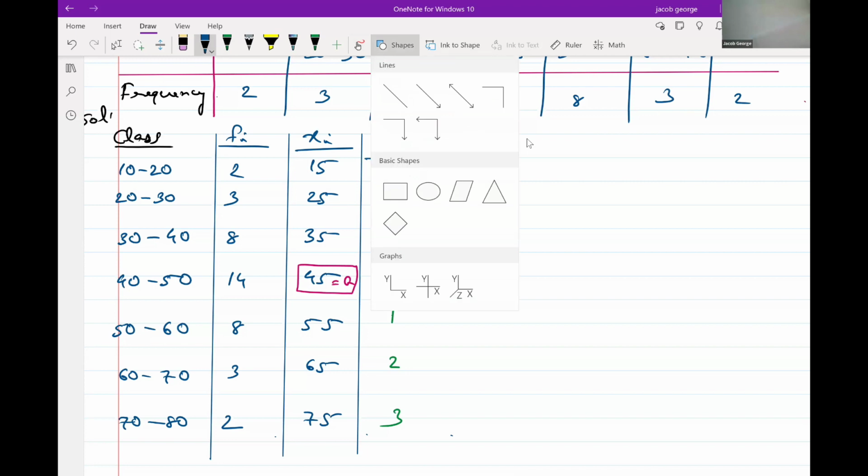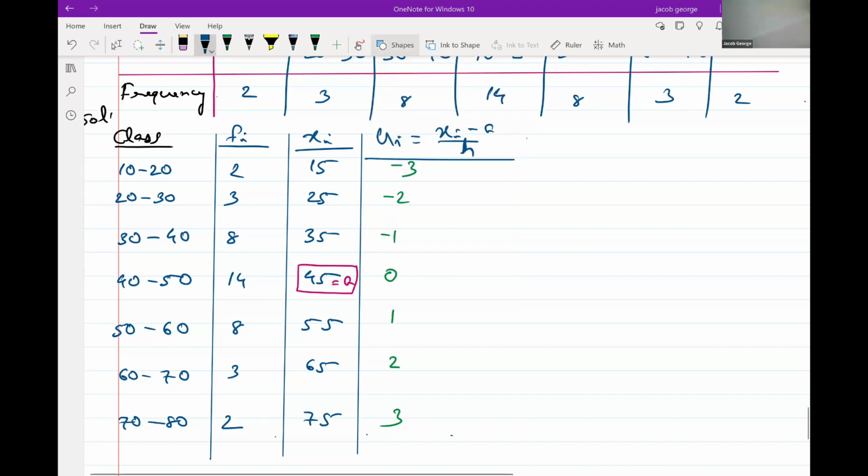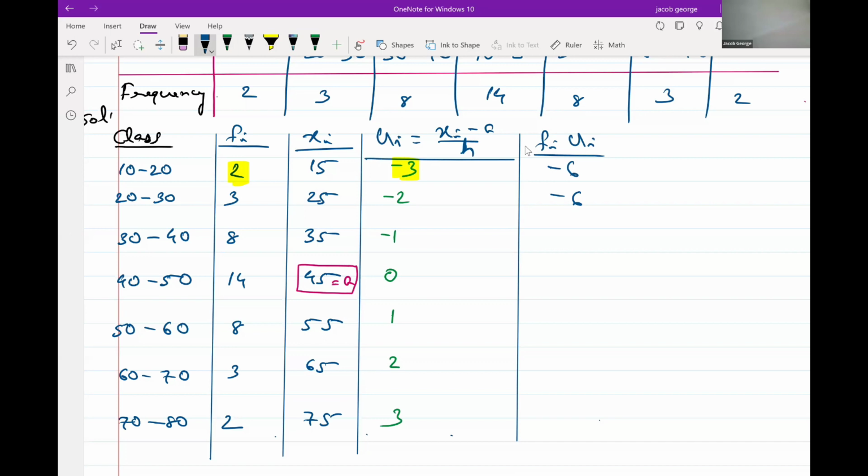Now the next is Fi into Ui. Next we have to multiply Fi into Ui. So next column, you will multiply this Fi into Ui. Look at the Fi. 2 into minus 3. What is 2 into minus 3? Minus 6. Then 3 into minus 2. Then 8 into minus 1, minus 8. 14 into 0, 0. 8 into 1, 8. 3 into 2, 6.